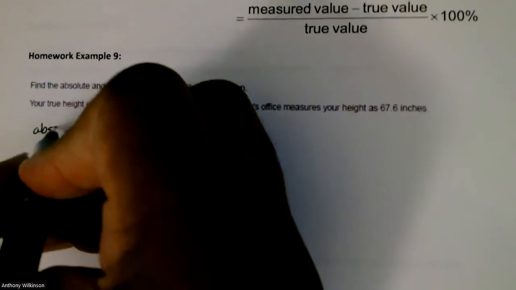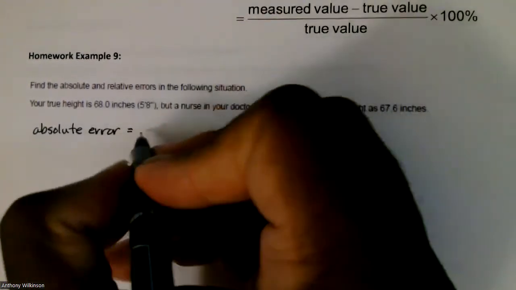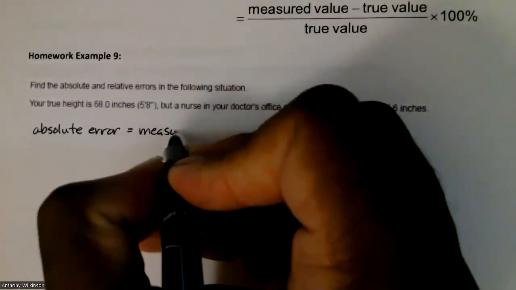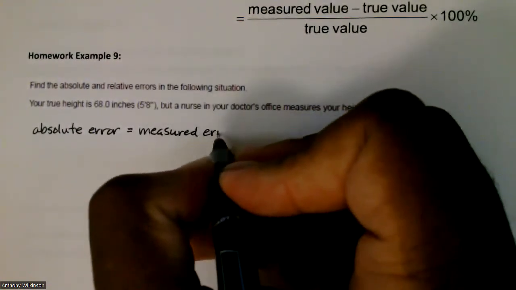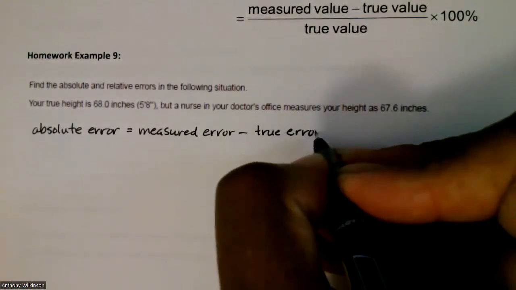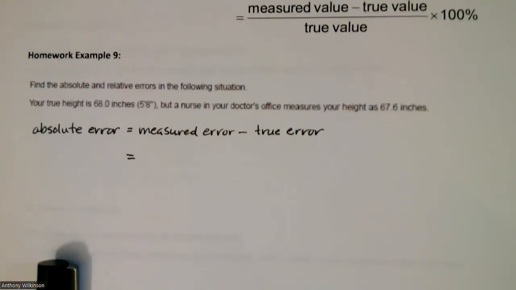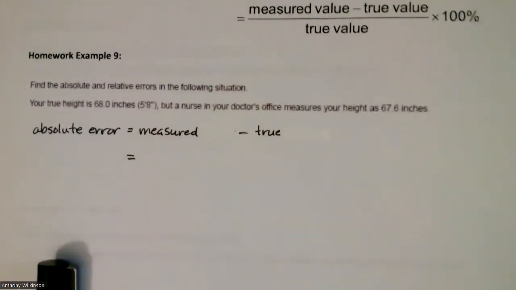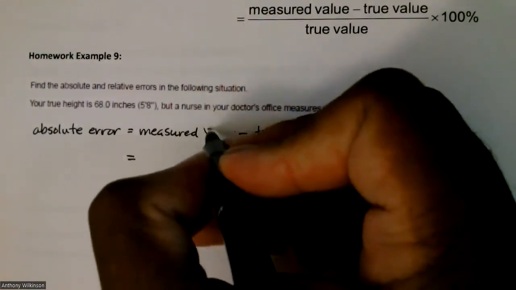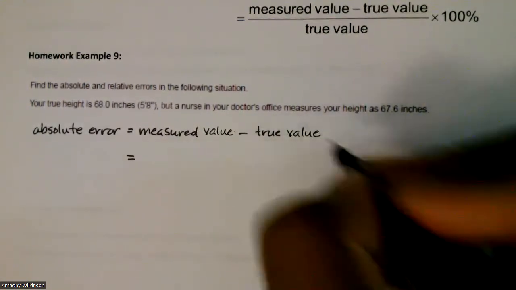So here, we're going to find the absolute error. And of course, the absolute error is always going to be the measured error minus the true error. I'm sorry, not measured error. It's actually the measured value minus the true value. Okay. The measured value minus the true value.